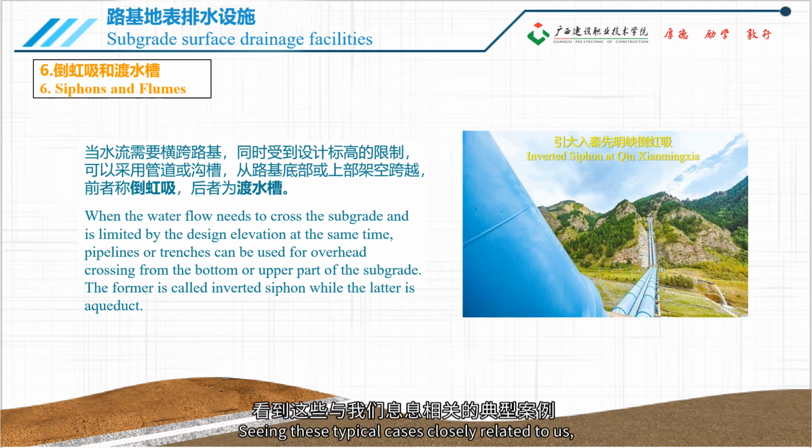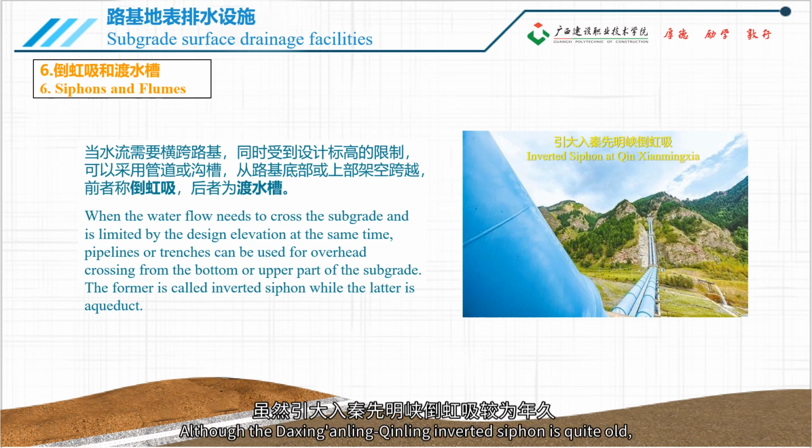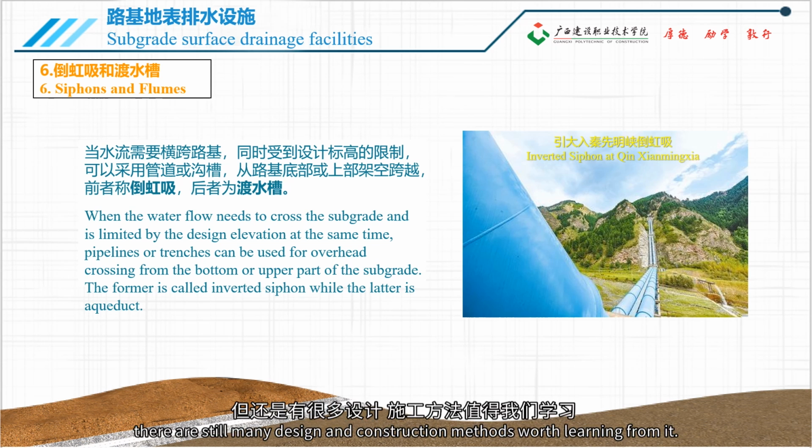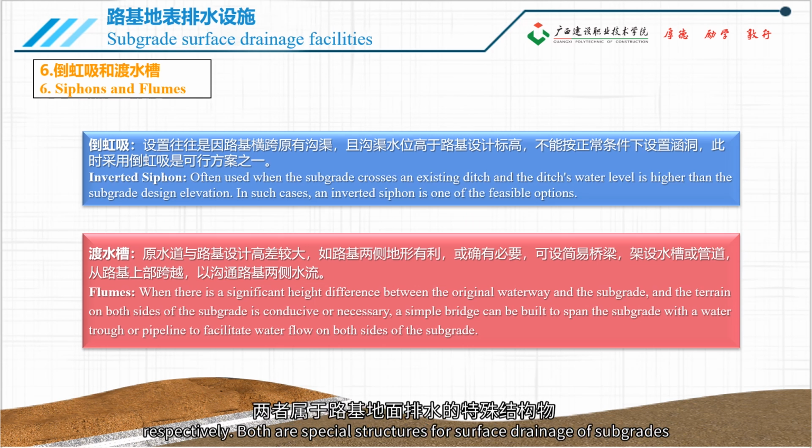Seeing these typical cases closely related to us, I wonder if it enhances the student's sense of national pride. Although the Daxing-Anling-Qingling inverted siphon is quite old, there are still many design and construction methods worth learning from it. Inverted siphons and flumes are equivalent to culverts and water bridges, respectively.